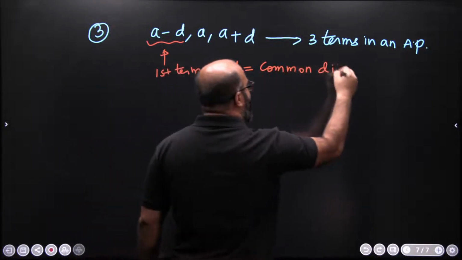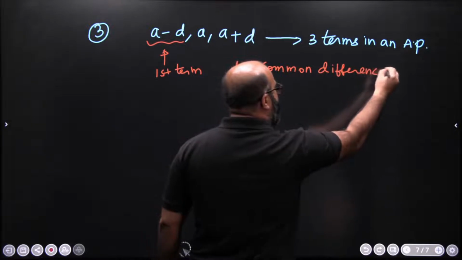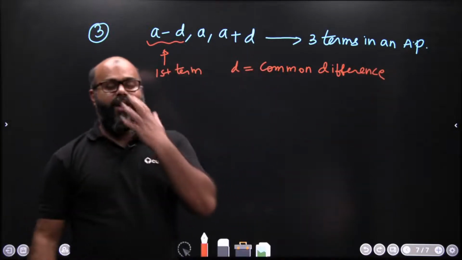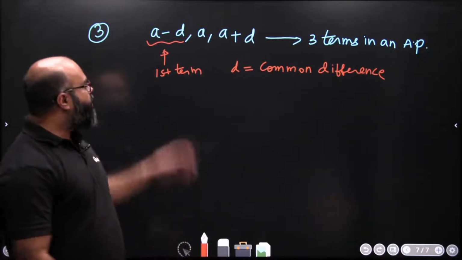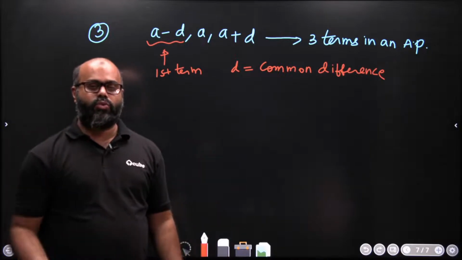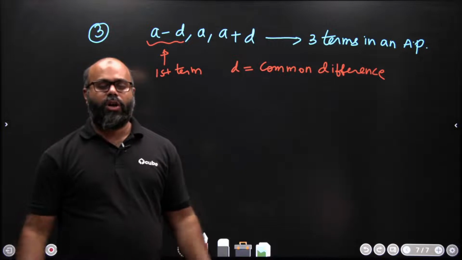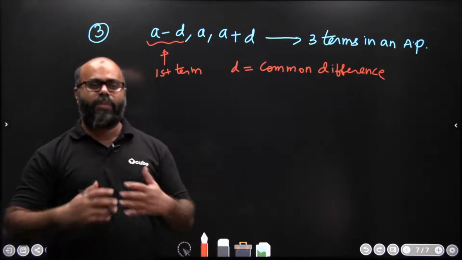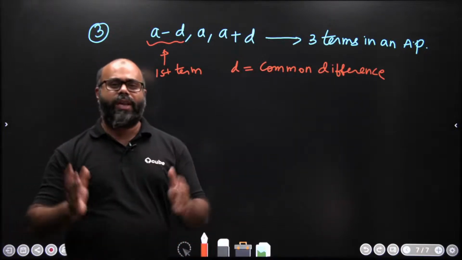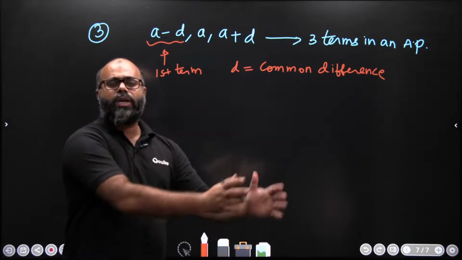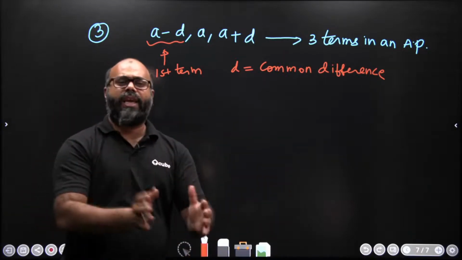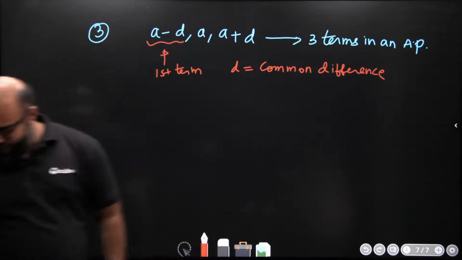So can we apply this in any question? Let us see a question here where we can see how it simplifies the situation. Although we can take A, A plus D, A plus 2D, that is also fine, we can solve, but that would be quite lengthy. So in order to avoid lengthy and complex calculations, we don't take A, A plus D, A plus 2D. Instead we take A minus D, A, A plus D. So let us see a question here.